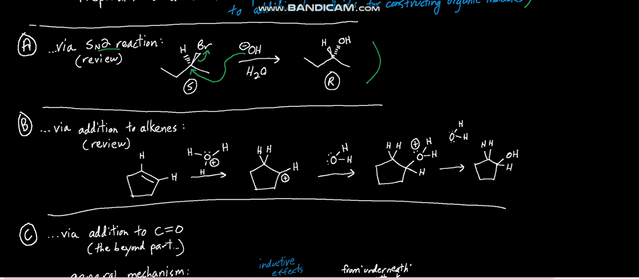If you recall the end of first quarter, you can make alcohols by addition to alkenes in this way. So you could review this chemistry. You produce a carbocation after the bond-forming reaction of that hydrogen.